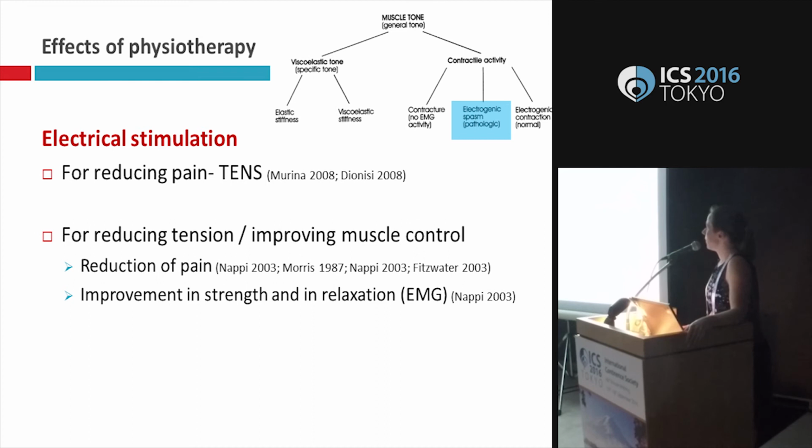We can also find evidence about electrical stimulation. There are different types of current. The first one is the TENS, a current targeting pain. There are also some studies about electrical stimulation for provoking a muscle contraction. And the idea behind this is that when we make the muscle contract, after that it will relax more. It will help relaxation and improve the strength and control. And these studies that you can see here showed good significant results in reducing pain in our patients with vulvodynia.